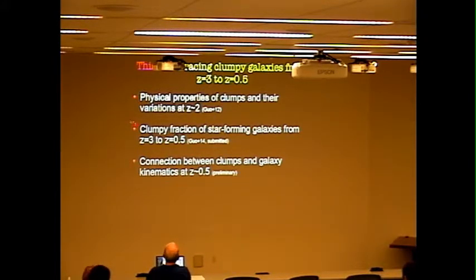The first aspect is the physical properties of clumps at redshift 2. It's from my paper in 2012. The second one is the clumpy fraction, how many star-forming galaxies are clumpy, and how this fraction changes from redshift 3 to redshift 0.5. This is a paper we just submitted. And the last one is the kinematic connection between clumps and the kinematics of galaxies. This is a very preliminary result.